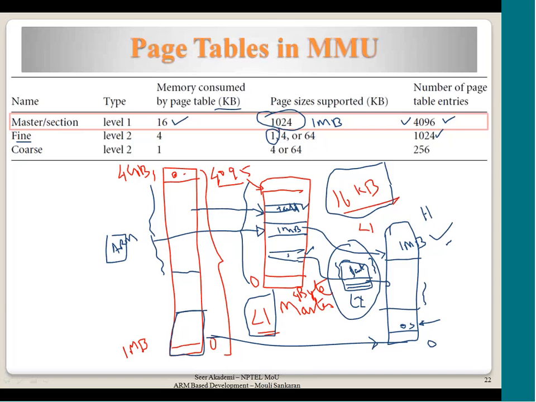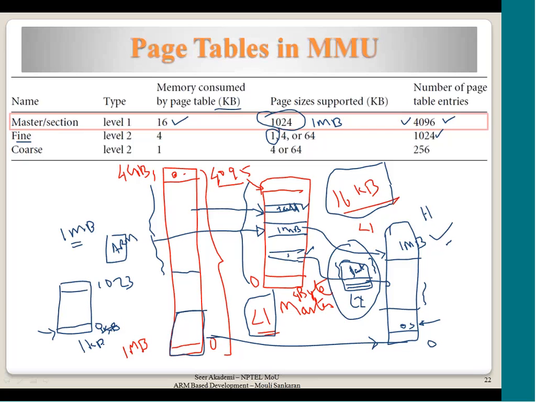So the L2 table is always one L2 table for 1 MB of the virtual memory space. If I say that each table entry takes care of 1 KB of space, how many entries will there be? 1000 will be there, right? So 0 to 1023 entries will be there, each of them taking care of 1 KB of space.